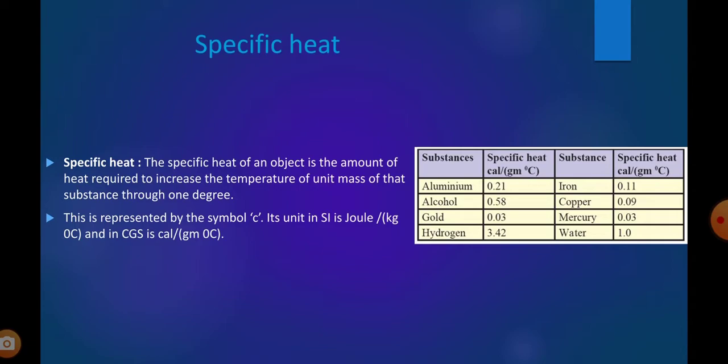This is the table. So, this is the heat required to increase the temperature of unit mass. For aluminum it is 0.21, alcohol 0.58, gold 0.03, hydrogen 3.42, iron 0.11, copper 0.09, mercury 0.03, water 1. They are always asking about water. What is the specific heat of water?